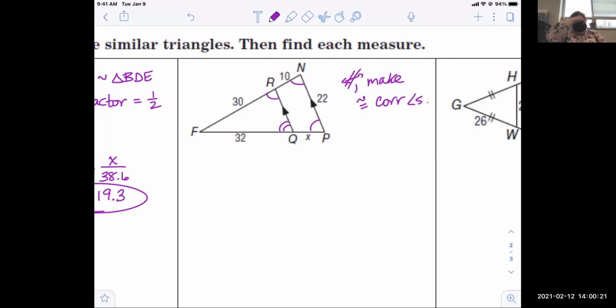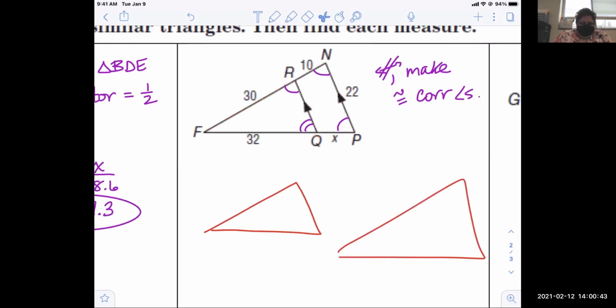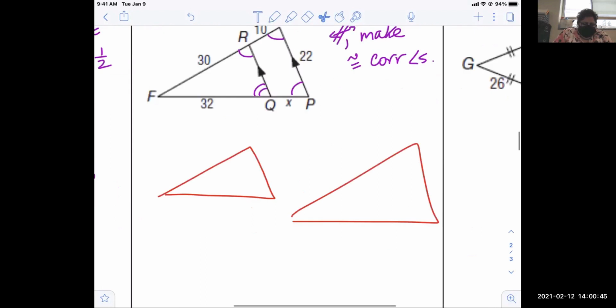Finley, what's the scale factor? How do you know? So be careful. It's not 3 to 10. It's not 30 to 10. It's 30 to 40, right? If you need to think of these triangles pulled apart, if you find that helpful, then just redraw them. I'm being sloppy, but it's okay. 30, 30, 32, 40. And how long is the side down here?